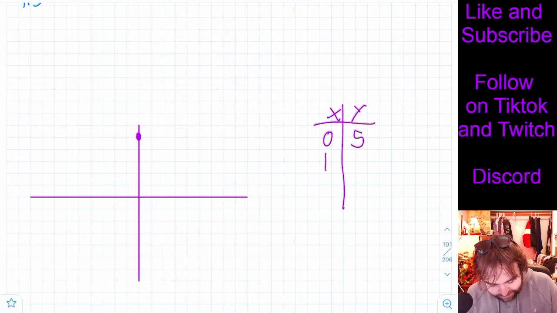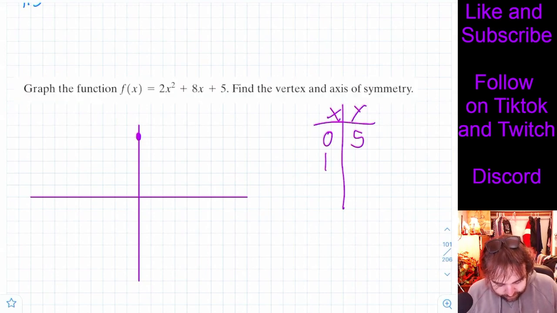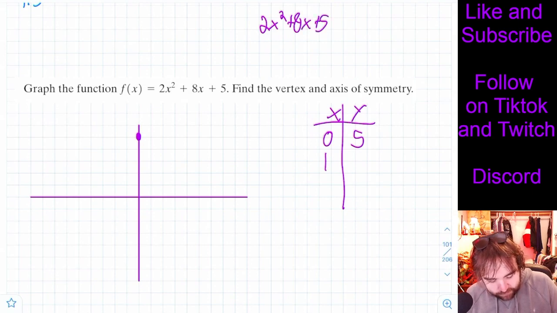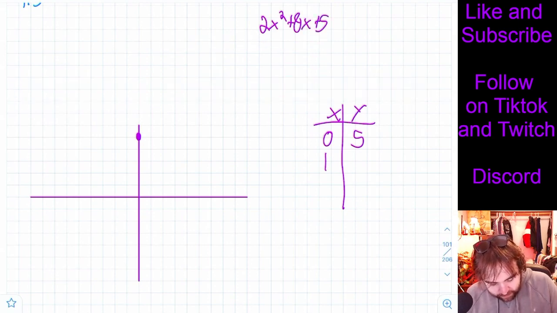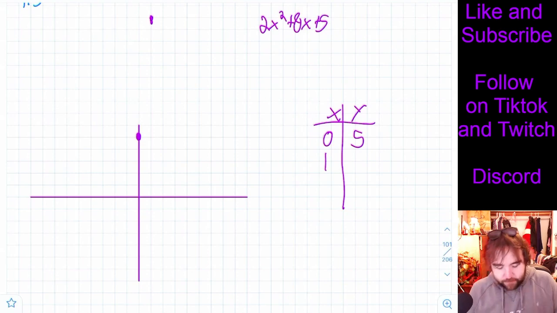Let's delete this for a second. Oh, I need the equation, though. What's the equation? 2x squared plus 8x plus 5. So let's delete that so we can go up 5, all the way up there. Okay, so obviously we don't want to keep going. It's going to keep getting bigger and bigger.